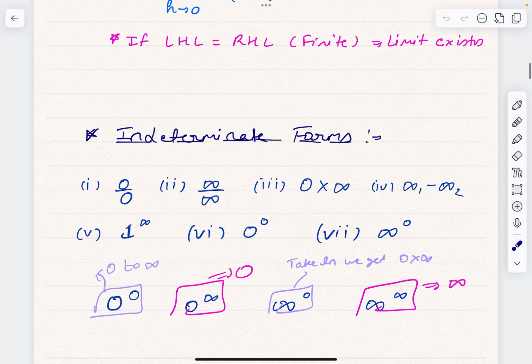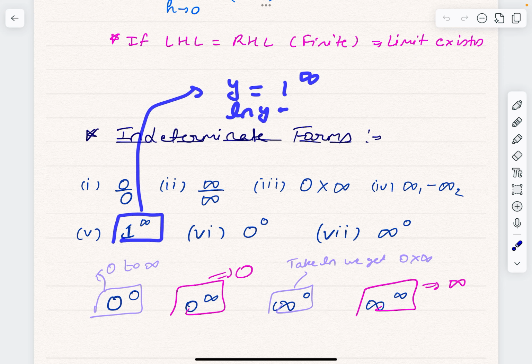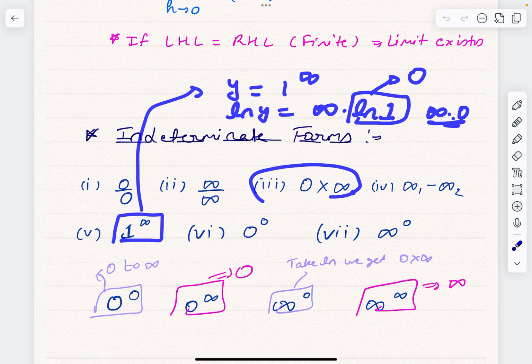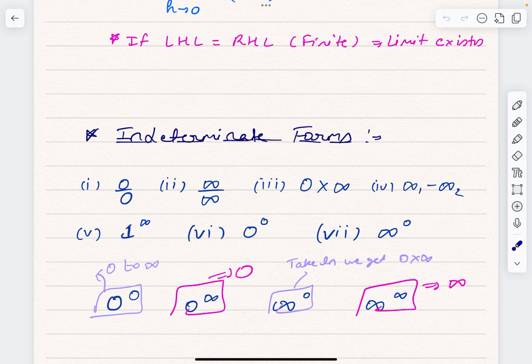Next, 1 power infinity. How do we say it's an indeterminate form? Let us say y is equal to 1 power infinity and take log both sides. So we get log y is equal to infinity into log 1. Now log 1 is 0. So again you get 0 into infinity, which is an indeterminate form. So again, we can convert it into this form only.